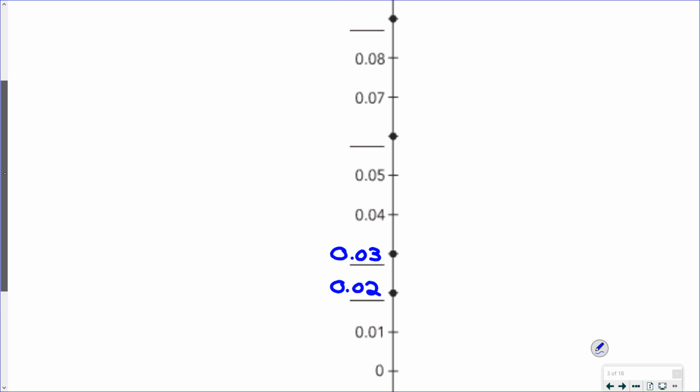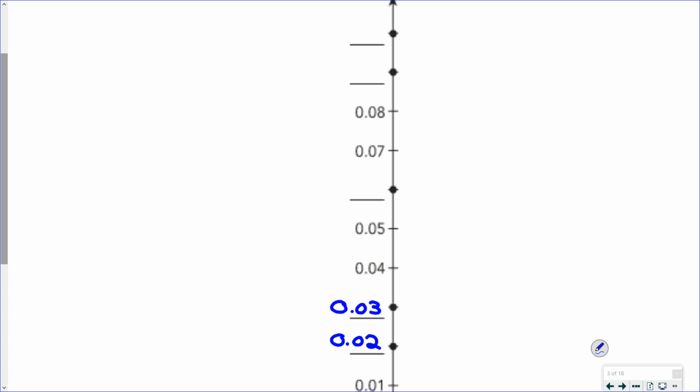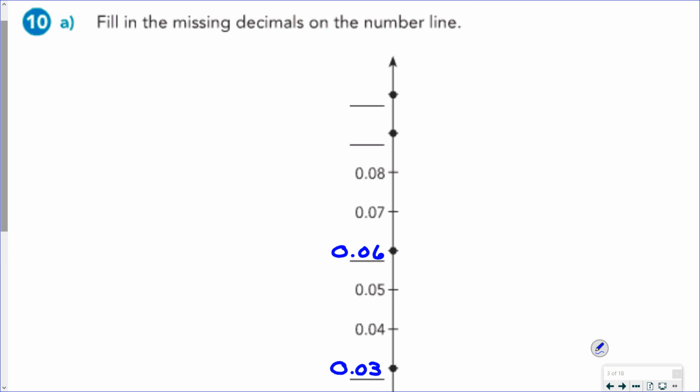Then we have 4/100ths, 5/100ths, and if we have 5/100ths and then 7/100ths, in between 5/100ths and 7/100ths would be 6/100ths. Then there's 7/100ths, 8/100ths. Our next value would be 9/100ths, and then the value after that, you could put 1/10, or you could put 10/100ths. Either one is acceptable.